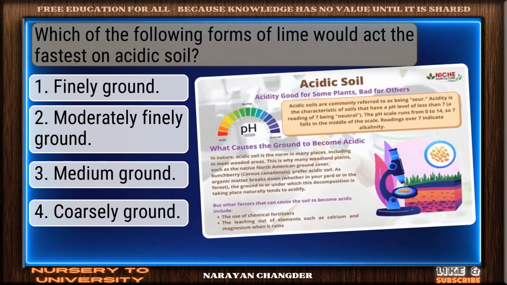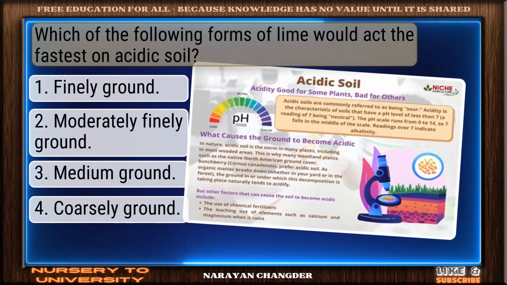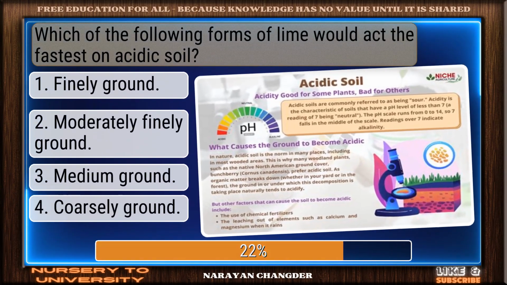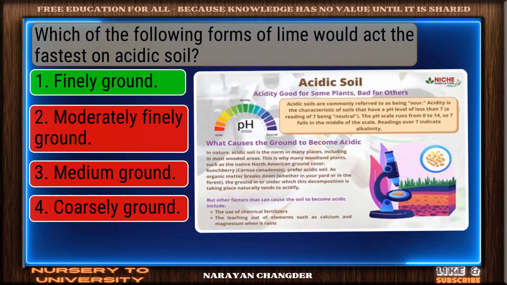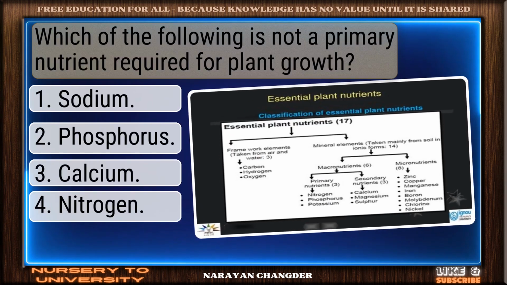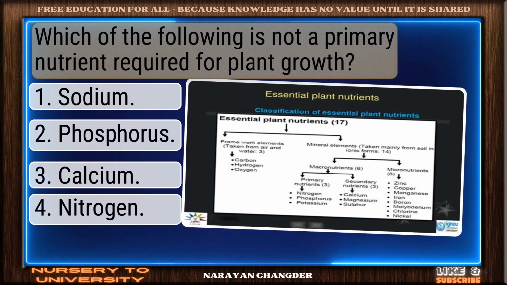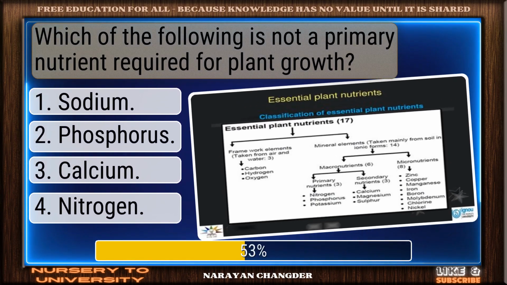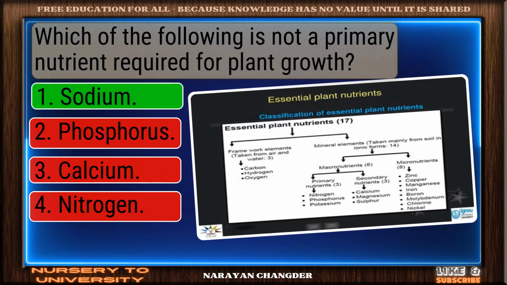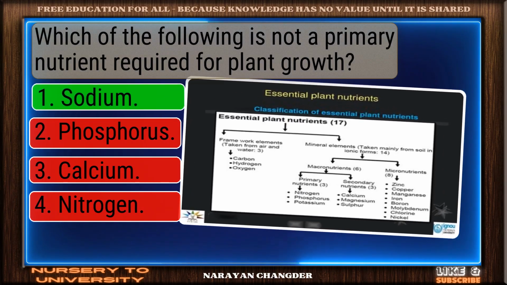Which of the following forms of lime would act the fastest on acidic soil? Smart pick. Finely ground is the correct choice. Which of the following is not a primary nutrient required for plant growth? You got it. Your choice sodium is right.